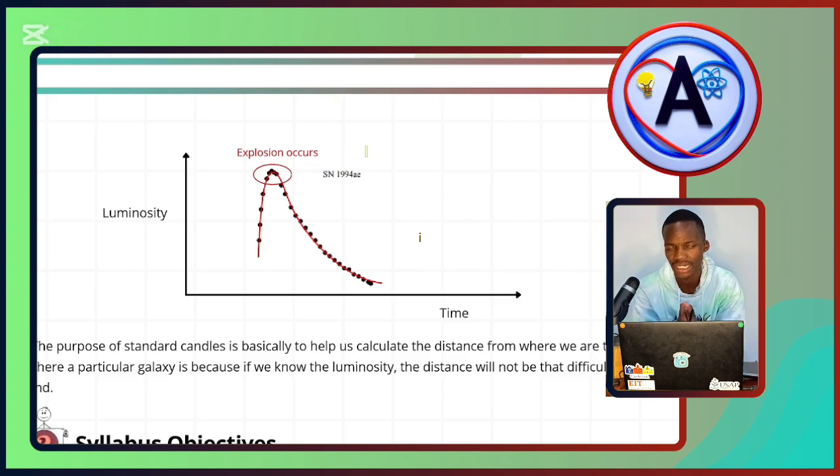That's the whole point of standard candles. Why is it important? Because you might be interested in finding out the distance between where you are and where the candle is. If you can measure the radiant flux intensity, the luminosity you can figure out because it's a standard candle. You can therefore calculate the distances.